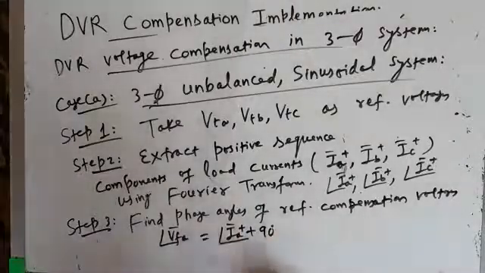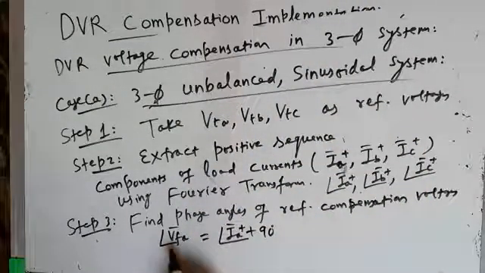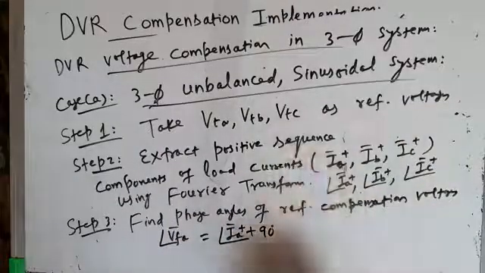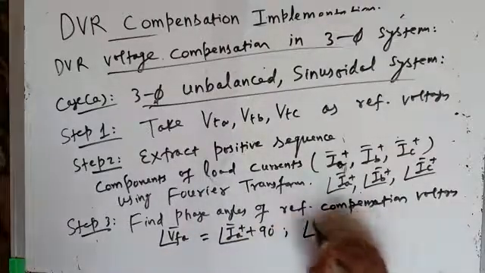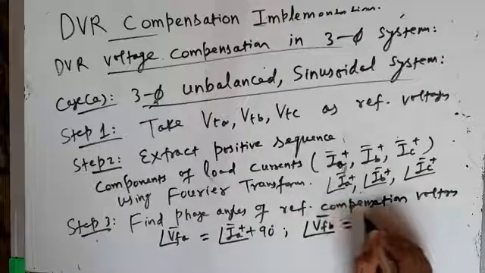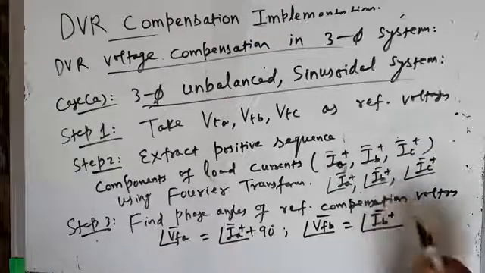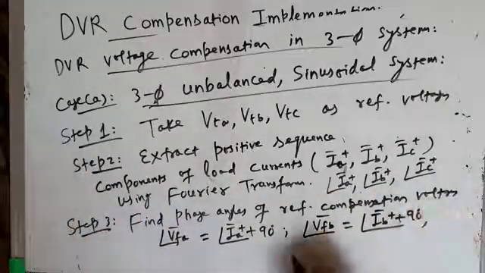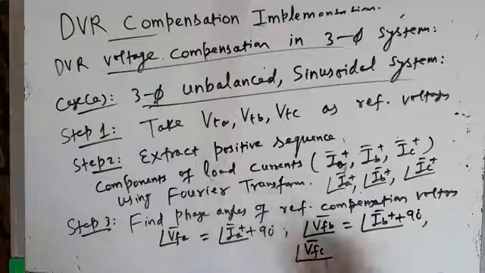In order to ensure that your DVR does the series voltage compensation by injecting only reactive power, the reference injection voltages should be shifted by 90 degrees so that these reference voltages are in quadrature with the currents. Similarly, the phase angle of VFB should be equal to the phase angle of the positive sequence component of line current IB plus, shifted by 90 degrees. You have to do it mathematically in the control algorithm itself. So in the control algorithm, you will find the phase angle of the DVR compensation voltage or injection voltage, that is the phase angle of VFC.